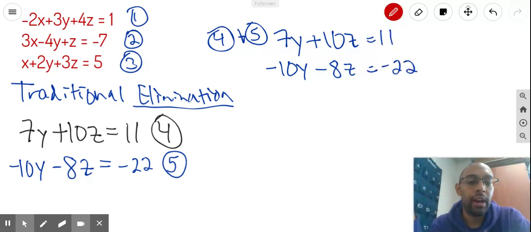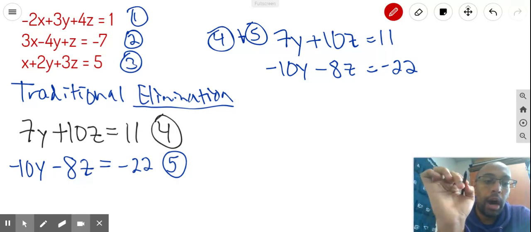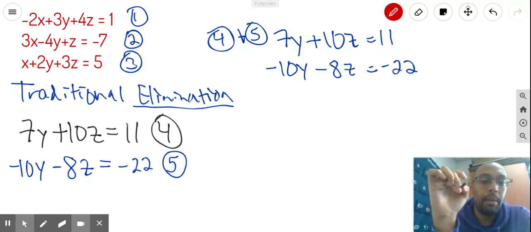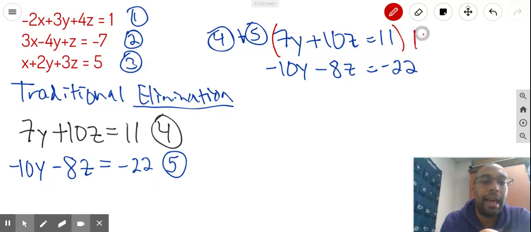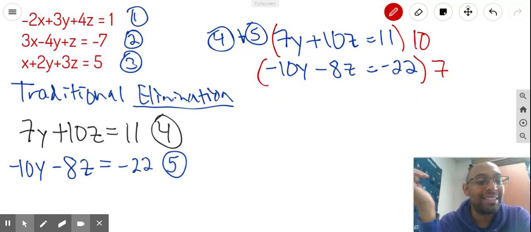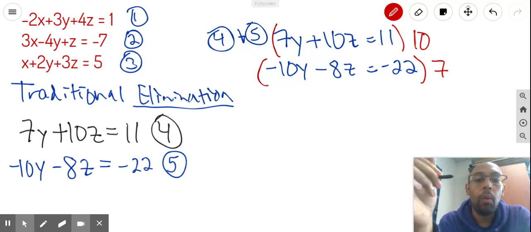Once again, you want to pick the variable that's easiest to eliminate. Technically, it doesn't really matter which one you choose. You can eliminate y or z. I'm going to go ahead and eliminate y. So in order to eliminate y, I have to multiply both equations by the opposite coefficient. In order for me to eliminate the y here, I must multiply by 10. And in order for me to eliminate the y here, I must multiply by 7. Because 70 is the common multiple. 7 times 10 will give me a positive 70, while negative 10 times 7 gives me negative 70.